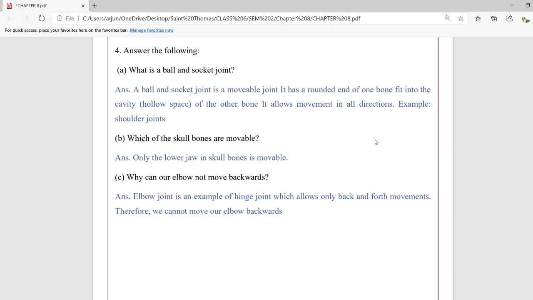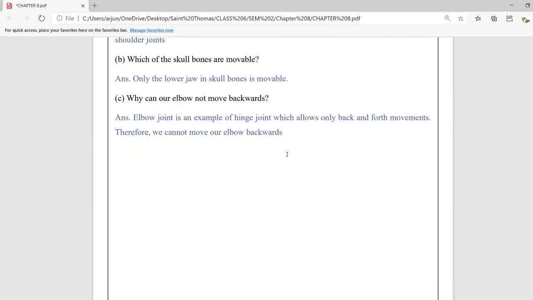The next is, which of the skull bones are movable? Only the lower jaw in the skull bone is movable. So this is one interesting question. In the whole skull, only the lower jaw is movable. Why can our elbow not move backward? The elbow joint is an example of hinge joint, which allows only back and forth movement. Therefore, we cannot move our elbow backward.